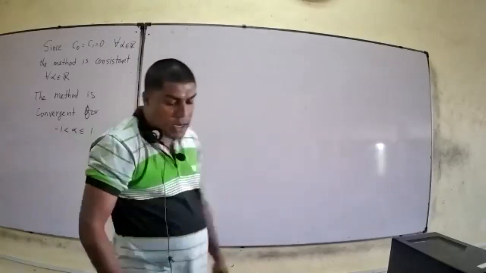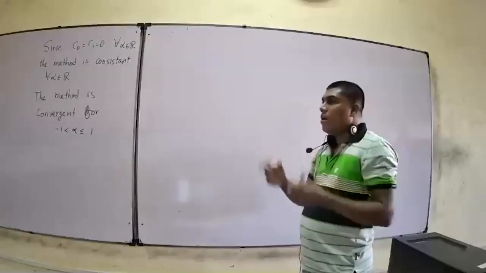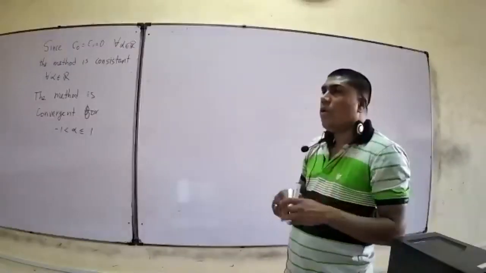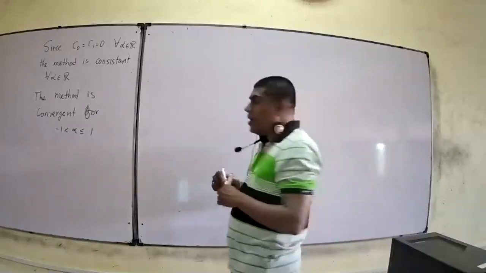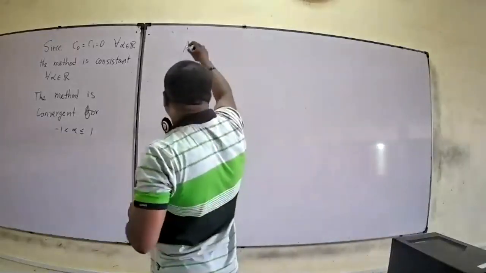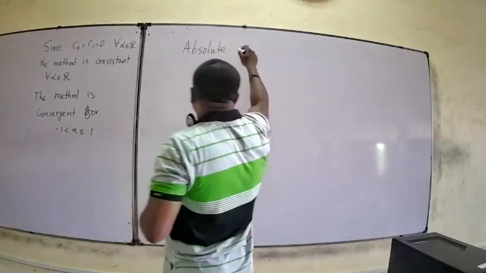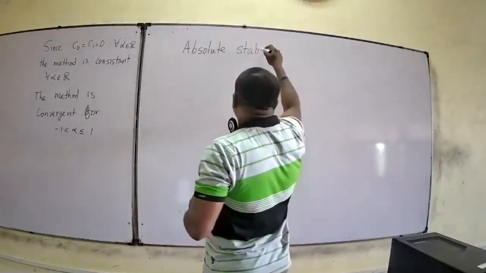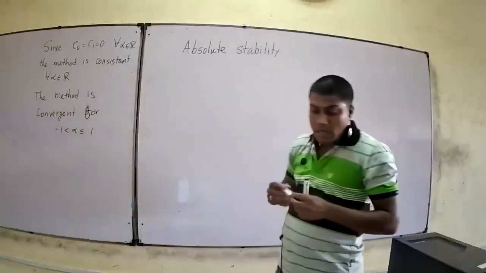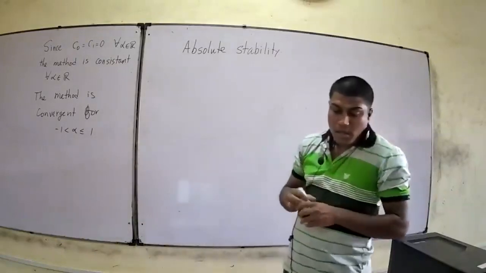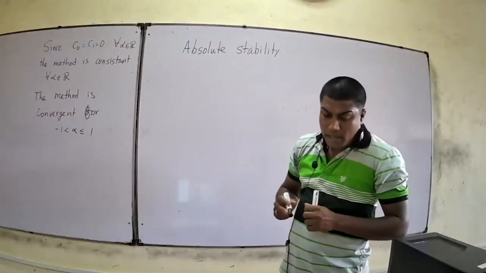So absolute stability is, in a sense, a little more compact than the zero stability. So we will title it that. It's called absolute stability. So let us define what we call absolute stability.